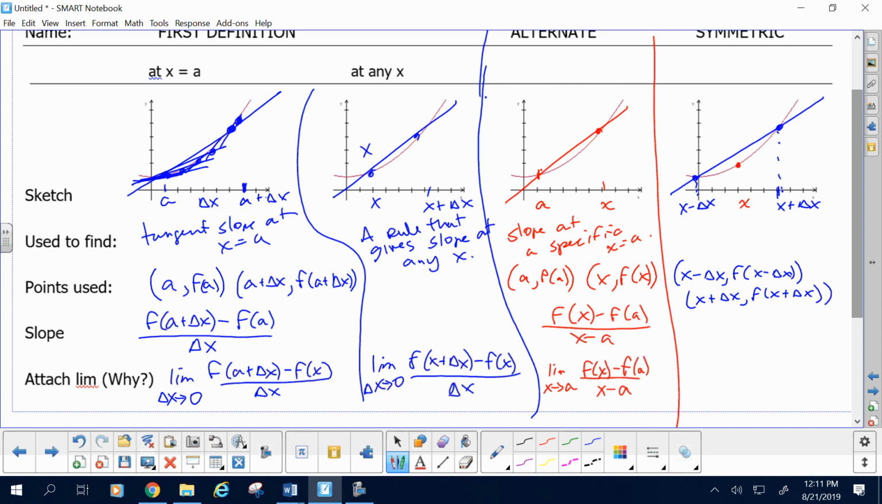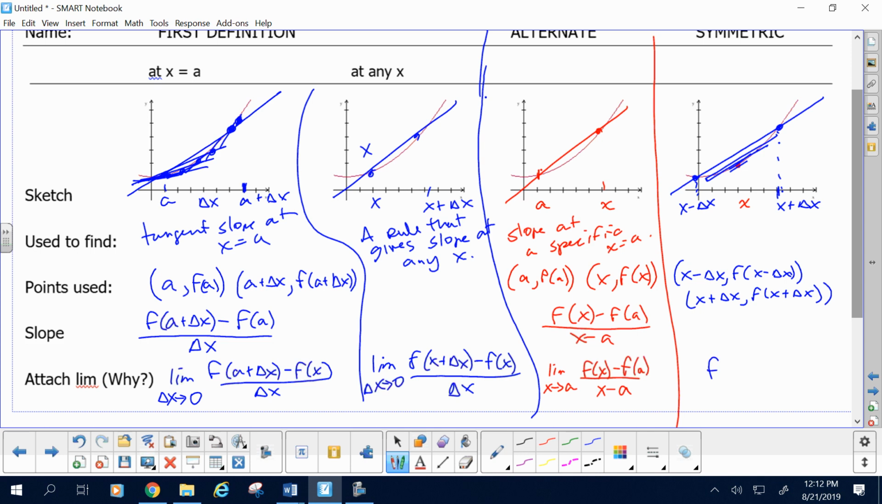Those are the 2 points I'm using. And I'm actually not even using the point of interest, x. I'm on either side of it. But I am going to kind of sandwich it in, squeeze it in. I'm going to gradually get the delta x closer to 0, so I get closer and closer. Actually, let's just go down to the end. What's the slope or difference quotient?